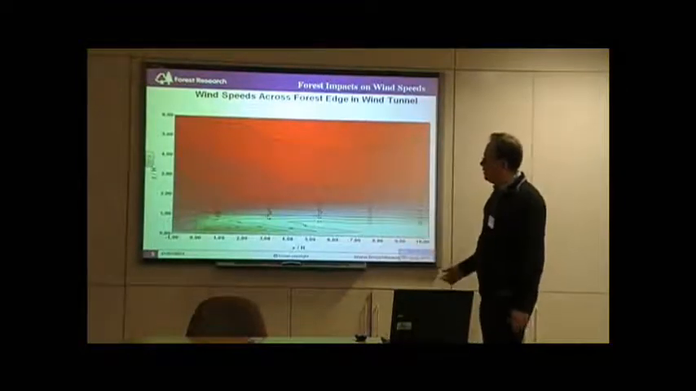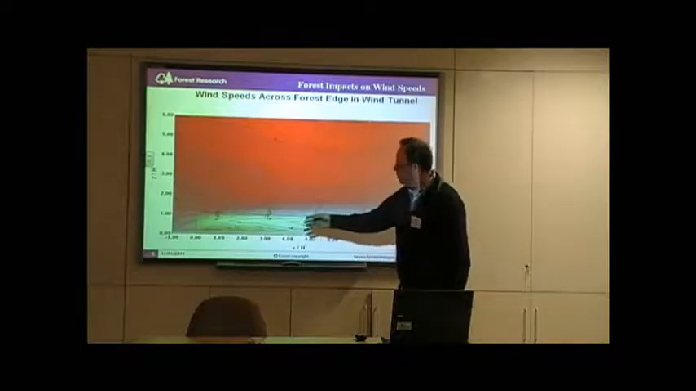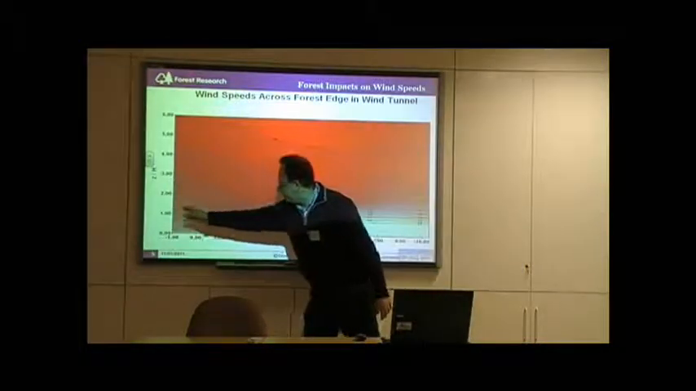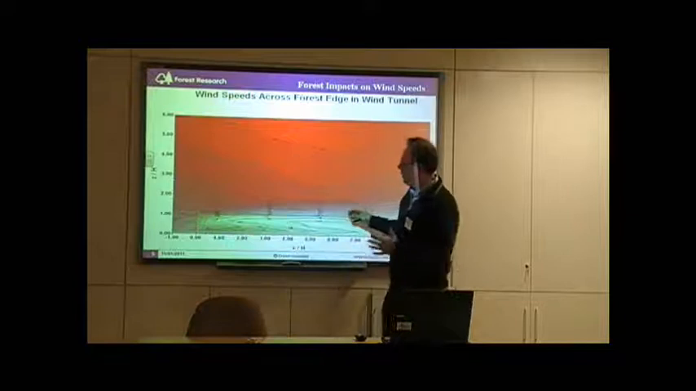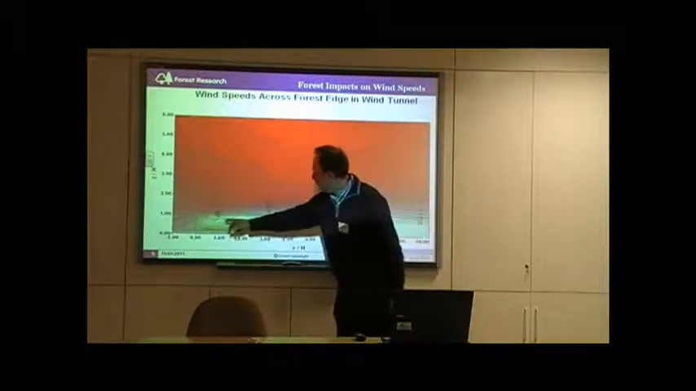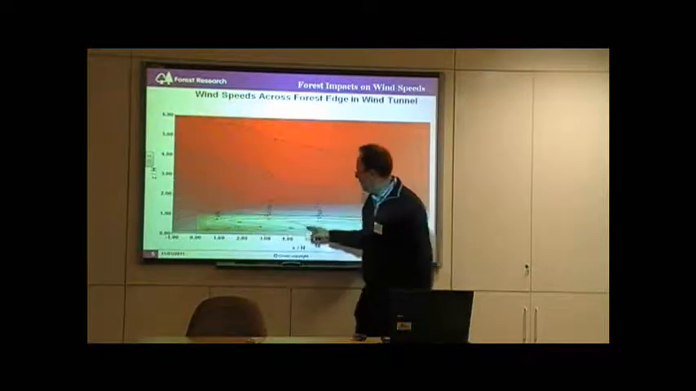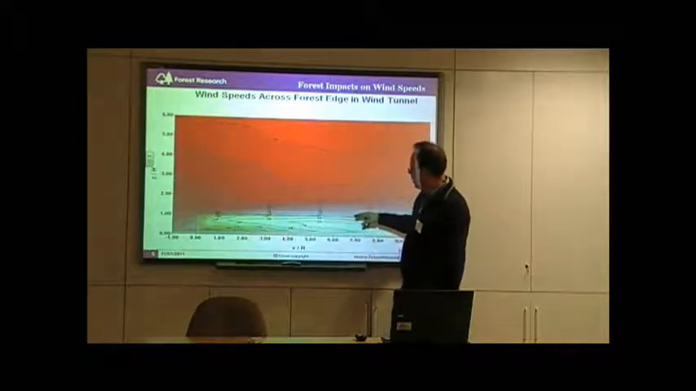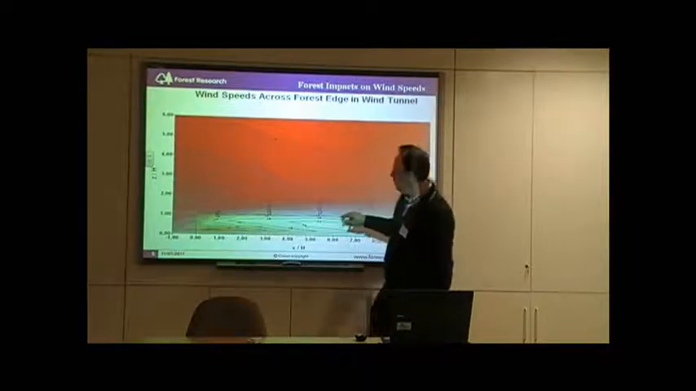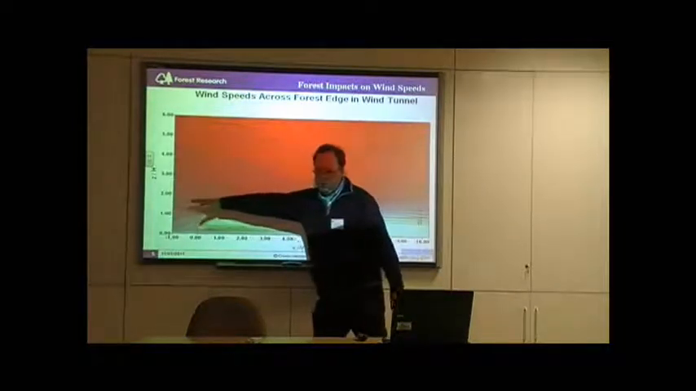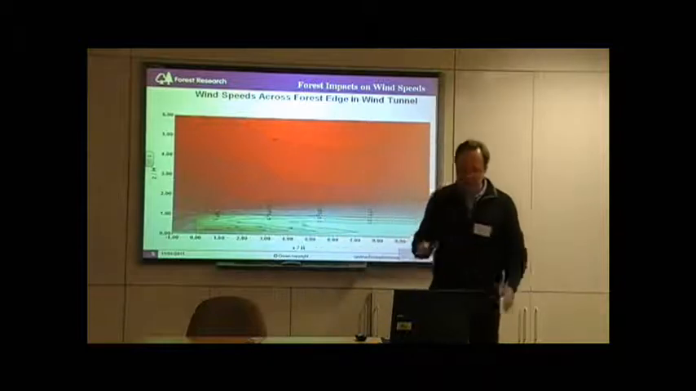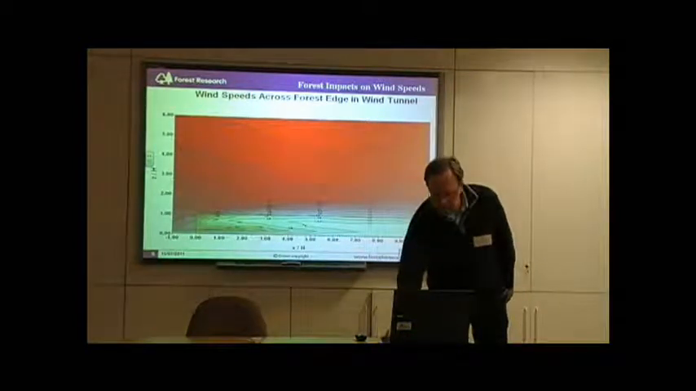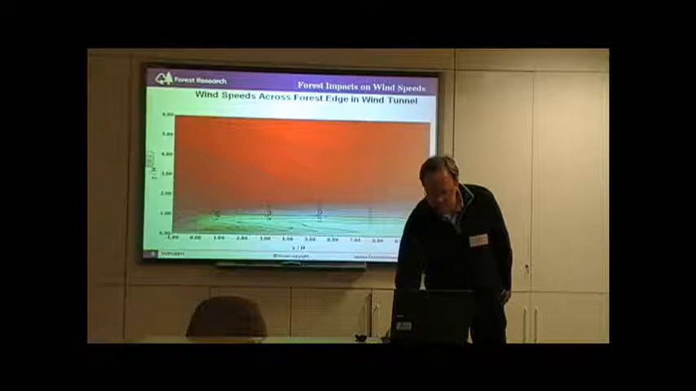And this is just showing what happens over a forest. Wind coming from the left. Here's the forest. This is in a wind tunnel. And what you see is that inside the forest, a massive reduction in wind speed. But over the top of the forest, at this point, the wind speed here is 0.4 compared to what it was upwind. So the forest has a dramatic effect. It decelerates the wind speed quite dramatically.